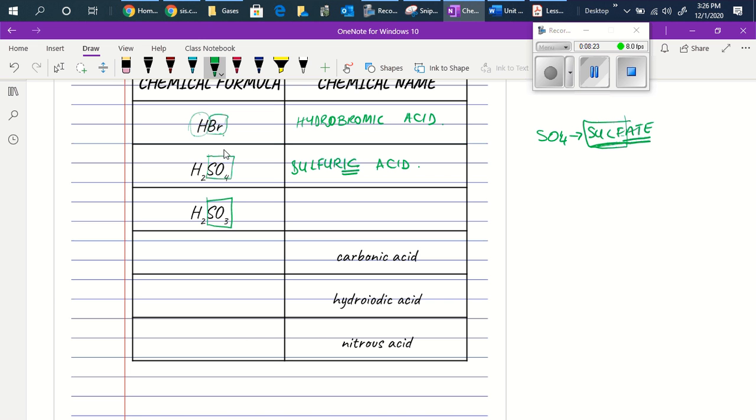For SO3, the name of it is sulfite. So now what we do is we convert ITE into OUS, and then we add acid. So it will be sulfurous acid.